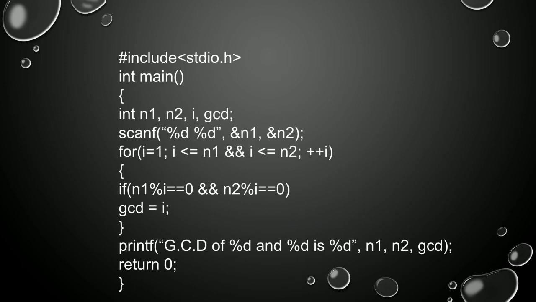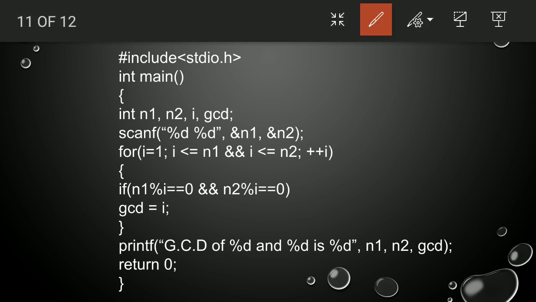So let us see how the solution will be. We have taken the header file and int main. We will take the two numbers n1 and n2, with scanf for n1 and n2. n1 will contain 12 and n2 will contain 24. So for I equals 1, I is the iterator, which is running from 1 up to, what is the condition? I should be less than or equal to 12. In the same way, I should be less than or equal to this one. So I should run from 1 to 12 only.